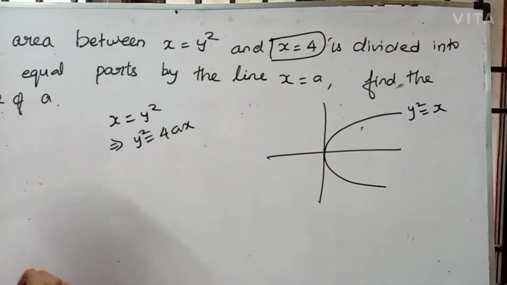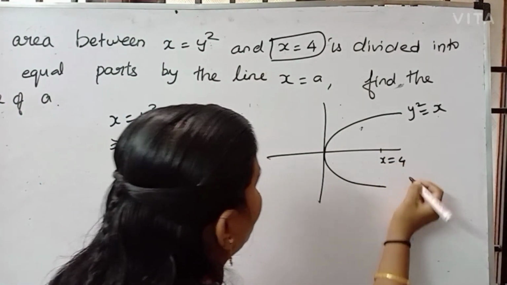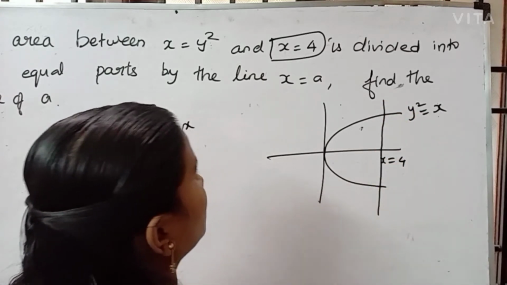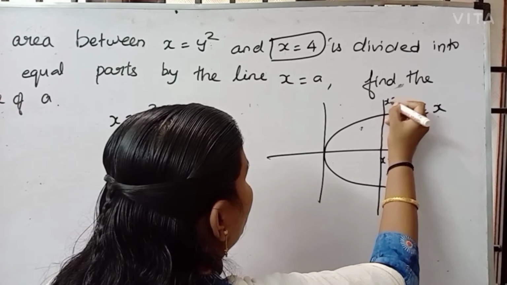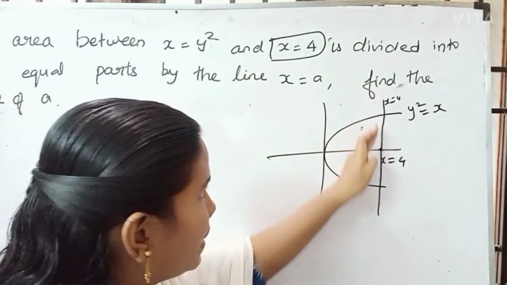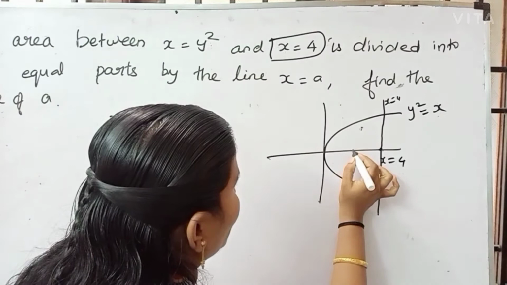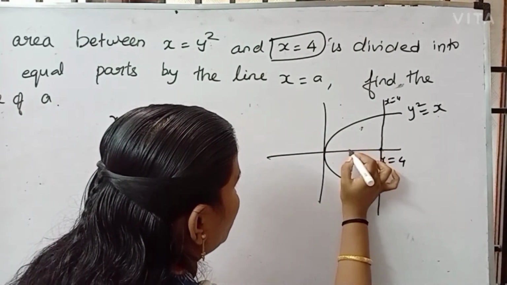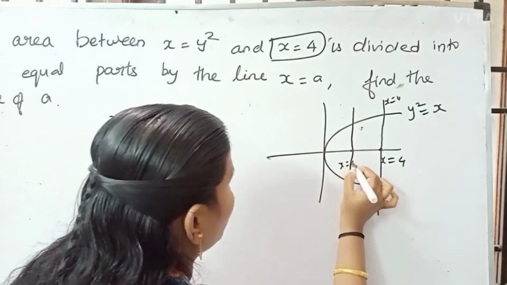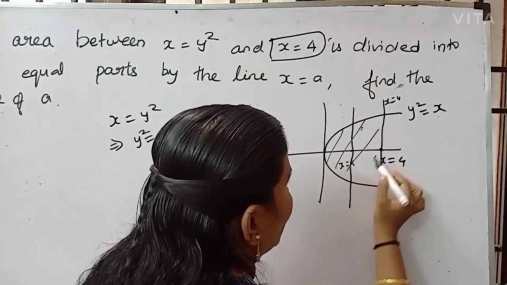This is the parabola, and the line x equals 4. Let me name it here: x equals 4. This is the line. The x value is 4. Here it will be 4. So I have drawn the line x equals 4, and x equals a. Let me name x equals a. So we have to find the area of this shaded region.